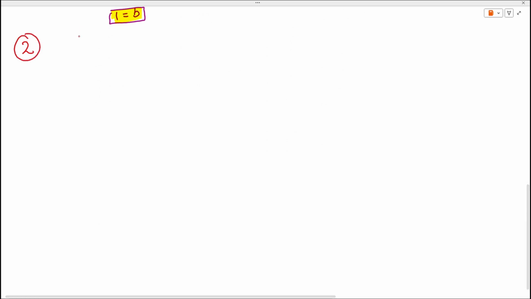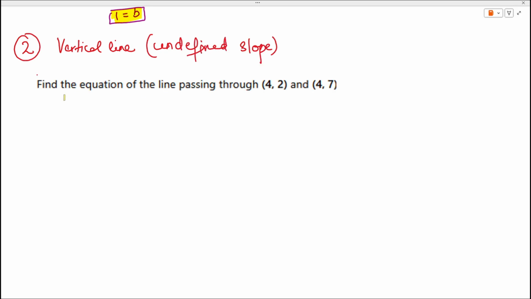Let us take the second scenario, where the line given to us could be a vertical line, which means the slope of the line is going to be undefined. Here the question says that we have to find the equation of a line passing through the points (4, 2) and (4, 7). We'll do the same process. Take any one of the points as point number 1 and the other as point number 2. So this value of x is x1, this is y1, and for the second point, this is x2 and this one is y2.